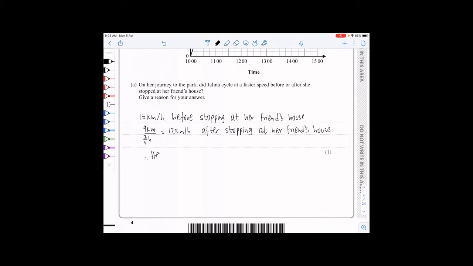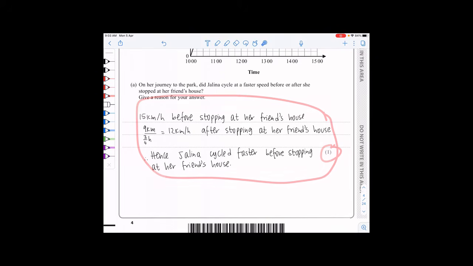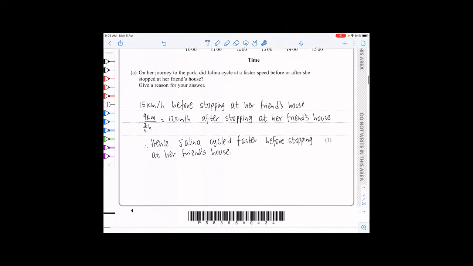Hence, Jalina cycled faster before stopping at her friend's house. I know this will take more than a minute because it's only worth a mark, but it takes more than a minute to actually write all the blah blah here to explain what's happening.